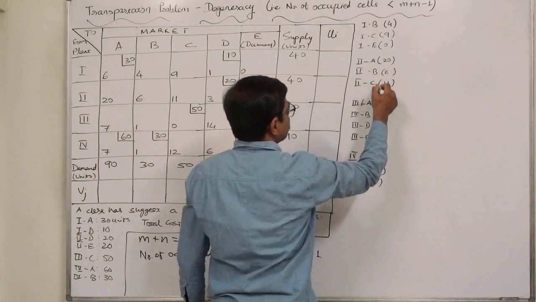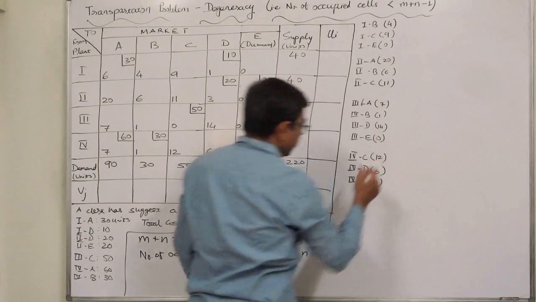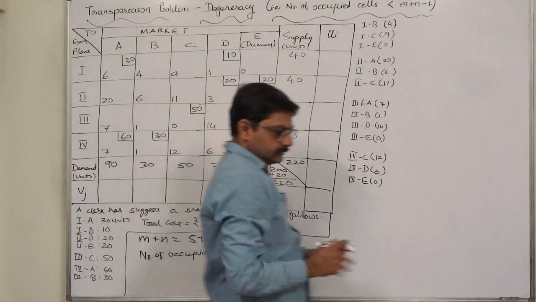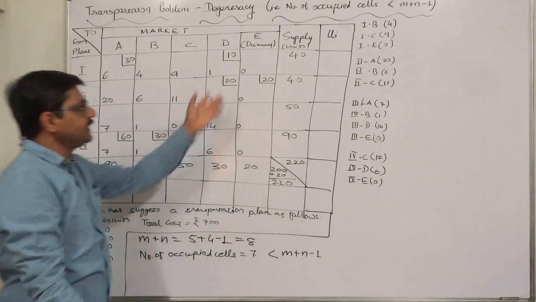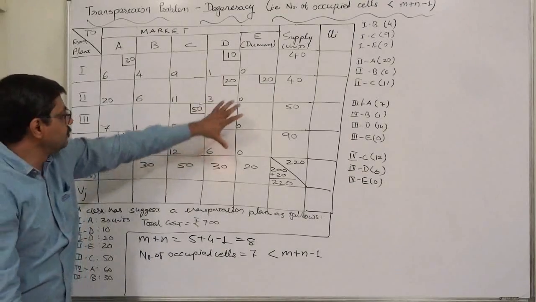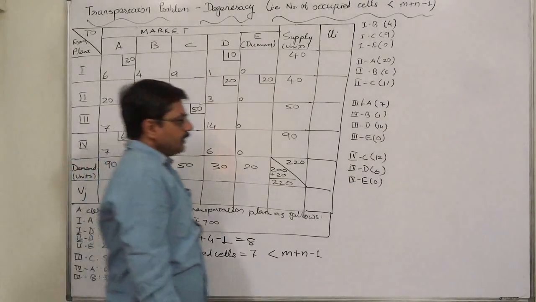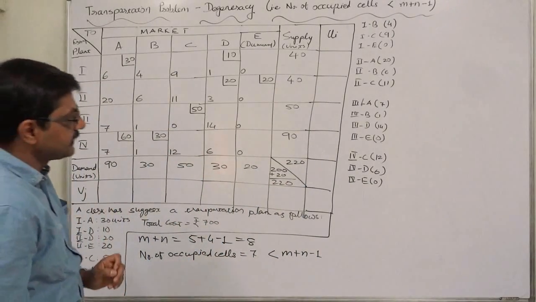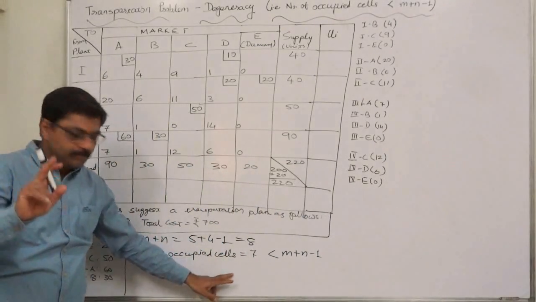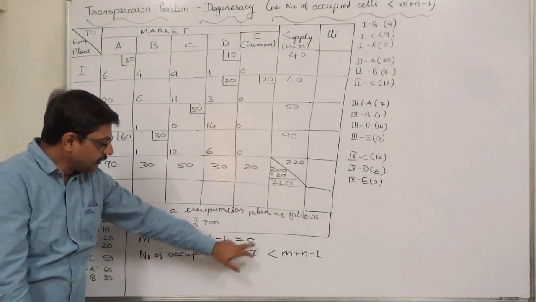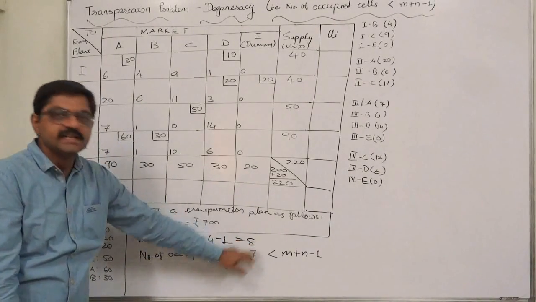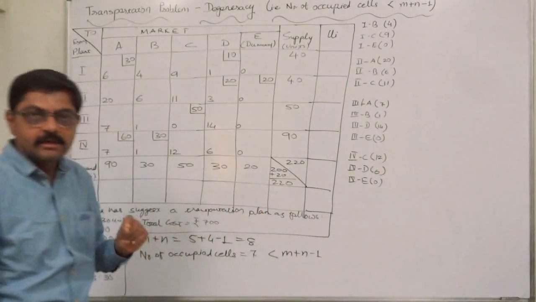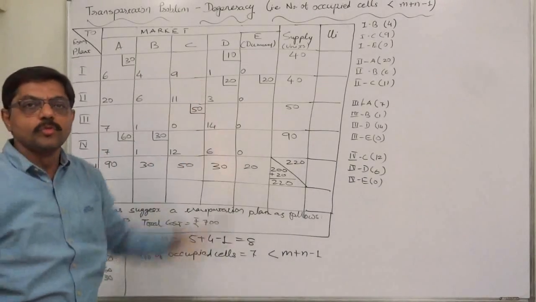1, 2, 3, 4, 5, 6, 7, 8, 9, 10, 11, 12, 13. 13 empty cells and 7 occupied cells. The total is 20, and yes, we have 20 cells, 5 columns into 4 rows. Now, out of these empty cells, we have to select, in this case, one cell, because we already have 7 occupied cells and the minimum number of occupied cells we need is 8. So we just need to select only one empty cell to be treated as a dummy occupied cell.